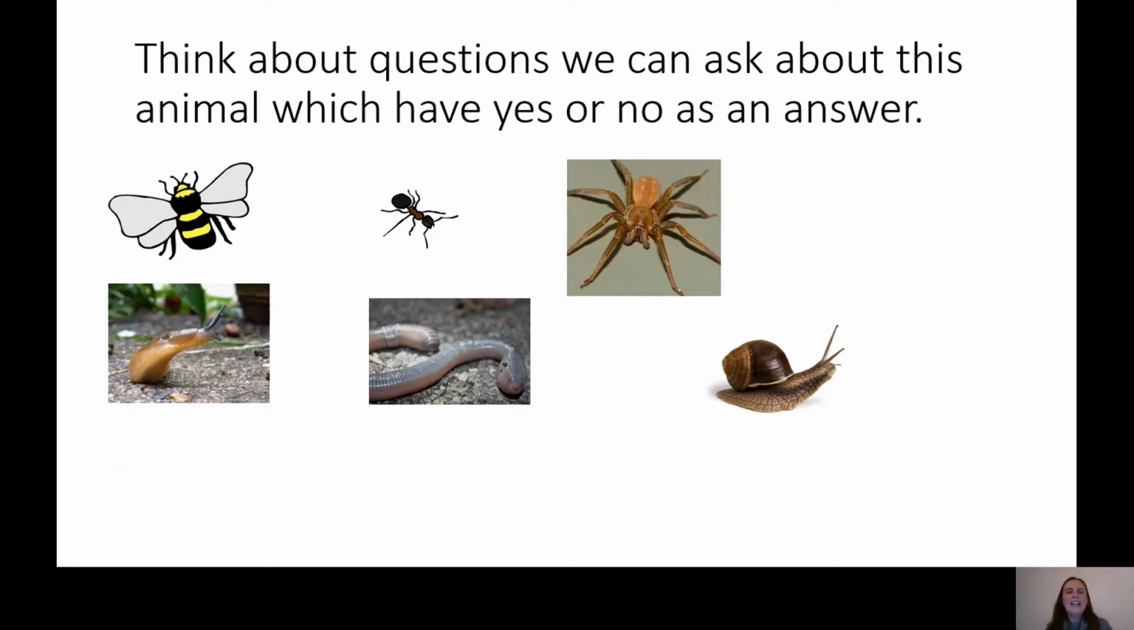So I'd like you to pick one of these animals and see if you can think of a question for it. I'm going to give you 15 seconds to do that. Excellent, Year 2. I'm sure you've thought of some fantastic questions.